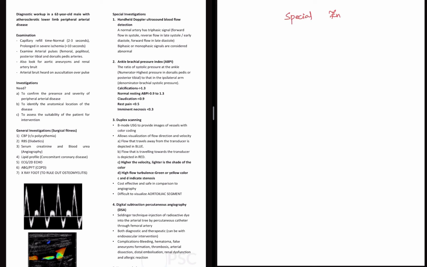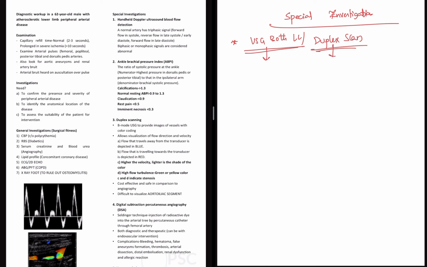And special investigations, what we usually do is ultrasound. Yes, this is what we regularly write, handheld Doppler ultrasound of both lower limbs, followed by duplex scan. The difference is, any problem can be easily identified by ultrasound, but localization of the site of lesion can be better done by duplex scan. Localization of stenosis can be easily done with the help of this.